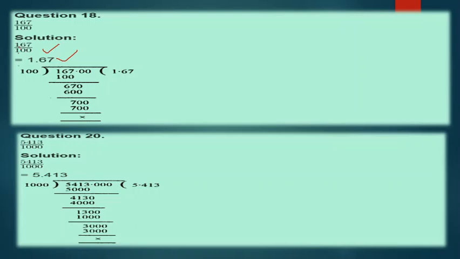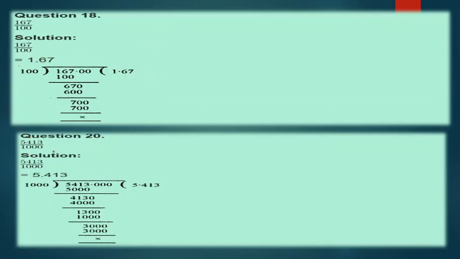There are 2 decimal places. So we will write 1.67, or we have to show the division like this. Okay. Now see the next question. Same question, 5413 upon 1000.